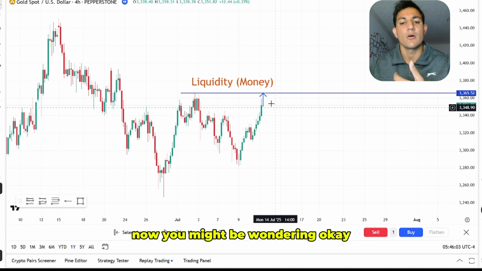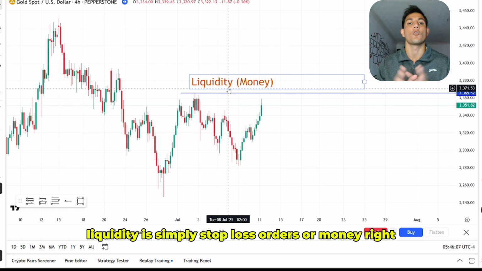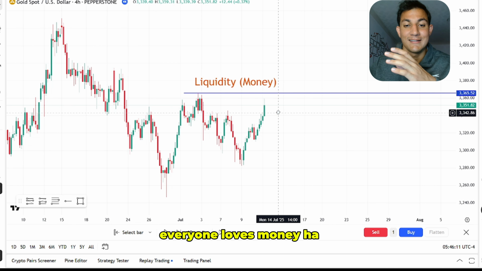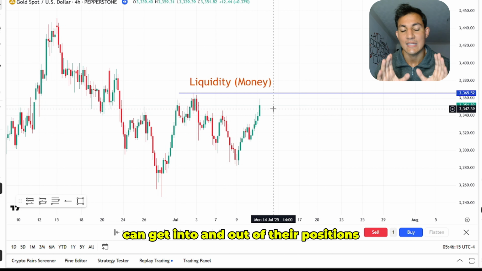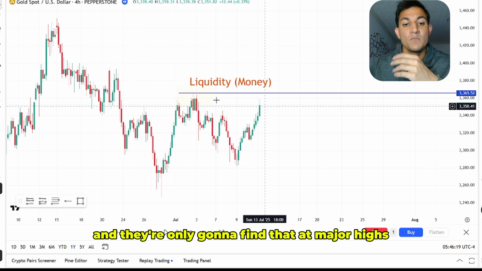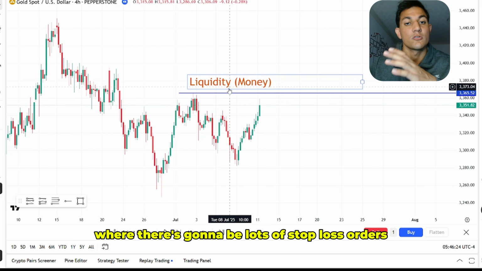Now, you might be wondering, why is liquidity so important? Liquidity is simply stop loss orders or money. Key thing being money. Everyone loves money, and smart money, big banks, they love money. The only way they can get into and out of their positions is where there's lots of money, and they're only going to find that at major highs and major lows on the higher time frames, where there's going to be lots of stop loss orders.